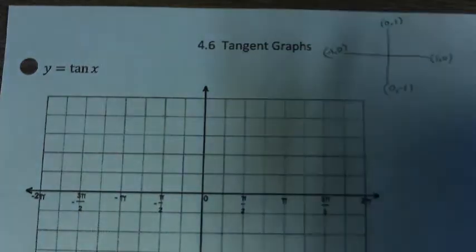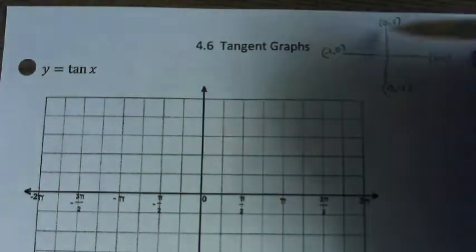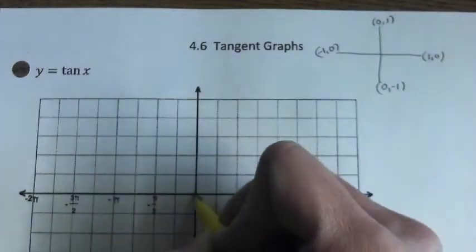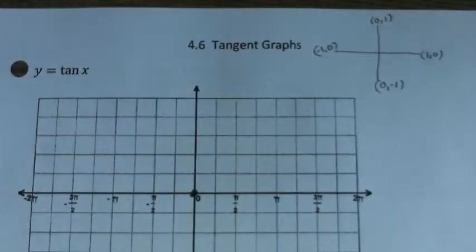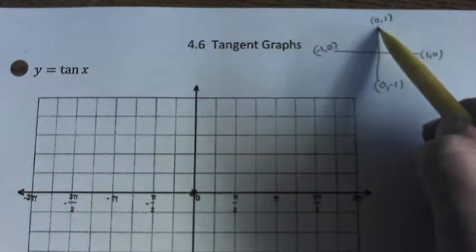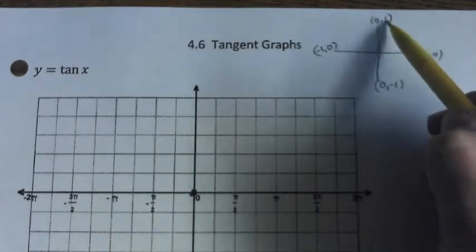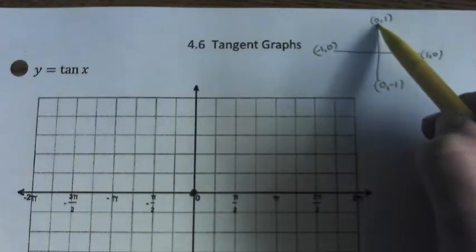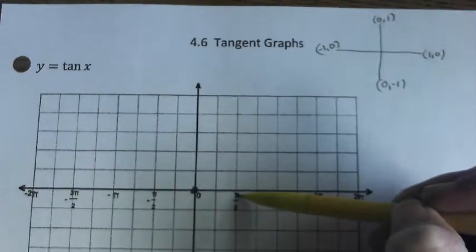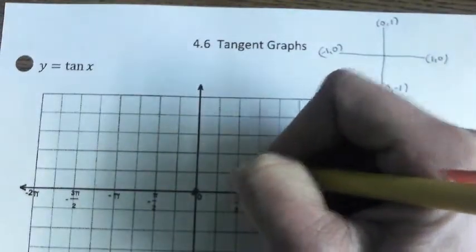So the 4 main ones that we can get from just these points is at 0. At a 0 radian angle, the tangent is 0 divided by 1, which is 0. So we have the point 0, 0. And then at a pi over 2 radian measure, y over x, 1 divided by 0 is undefined. So when something is undefined, we get an asymptote.